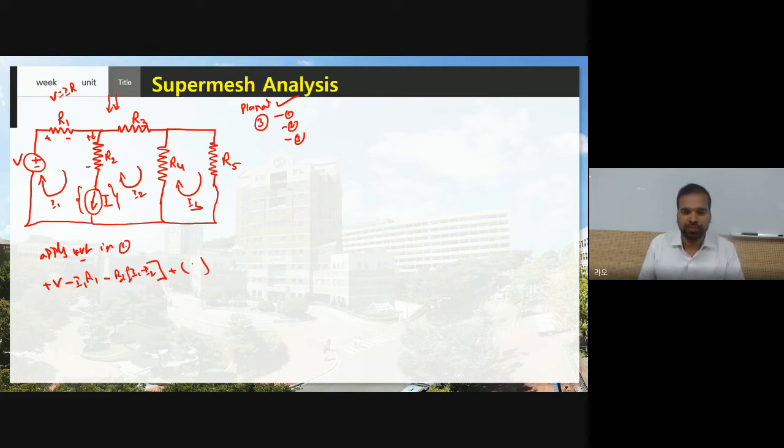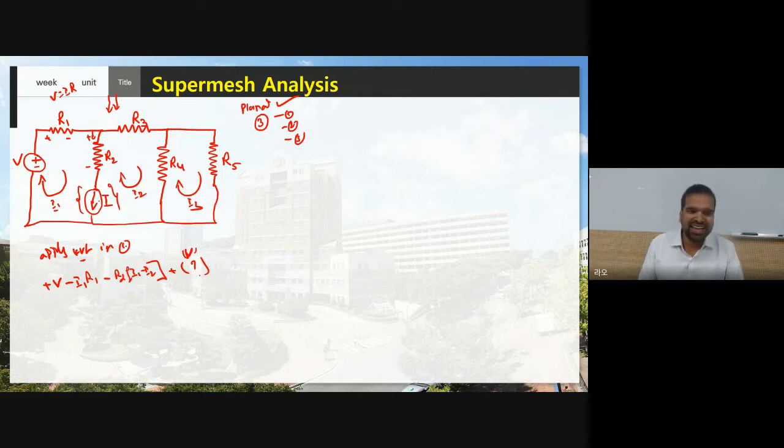You don't know. Or if you want to find that, you need to assume the voltage is what? V. Then you have to find V, and then you have to find loop currents I1, I2, I3. See, it is very difficult to apply mesh analysis to this particular circuit. Now what we need to do?